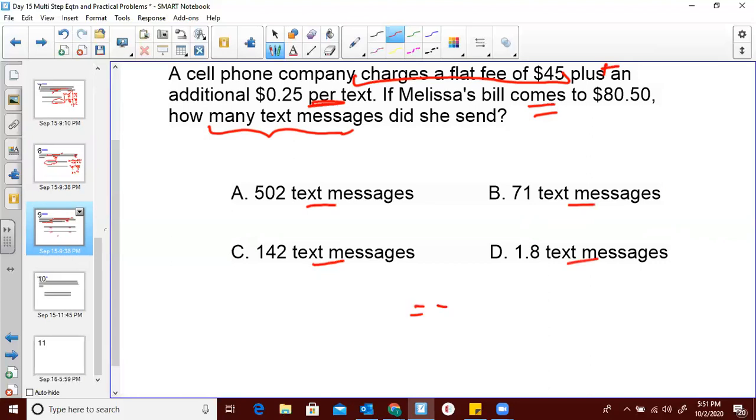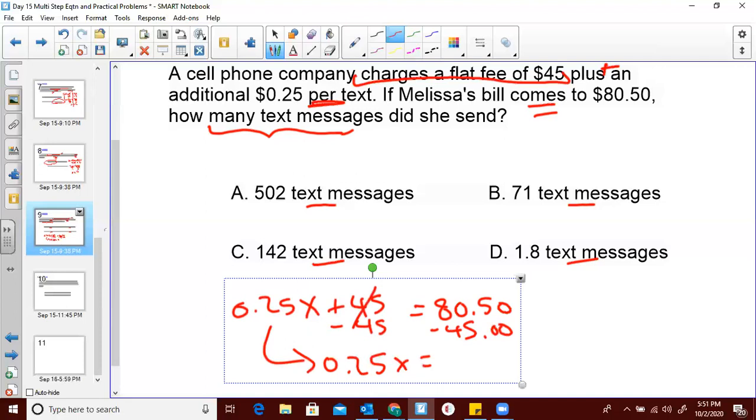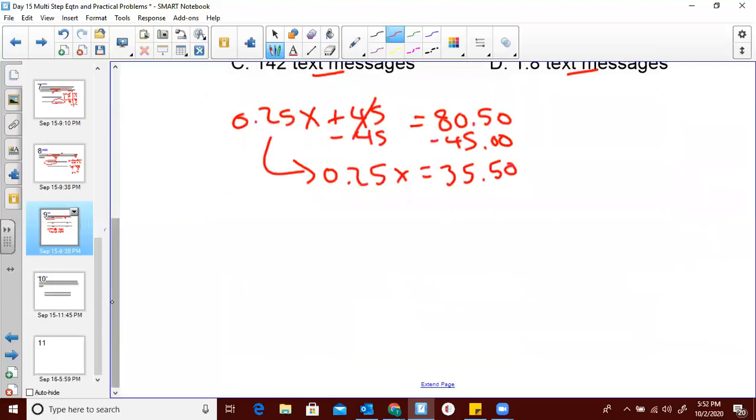So I'm going to throw my equal sign down, $80.50. I have $0.25 per text plus my $45. So I subtract 45 from each side. Remember to put your placeholders there if needed. These cancel out, so I'm left with 0.25x. And this is 35.50, I believe. All right, and feel free, you guys, you have Desmos, so use that.